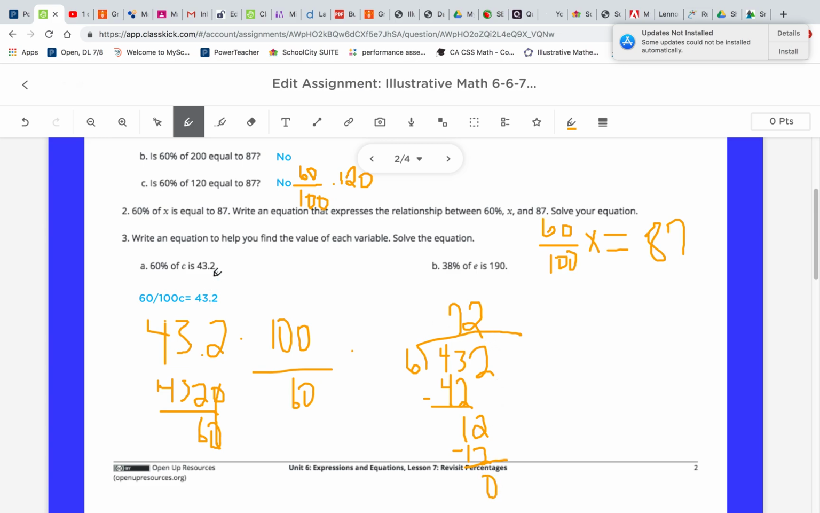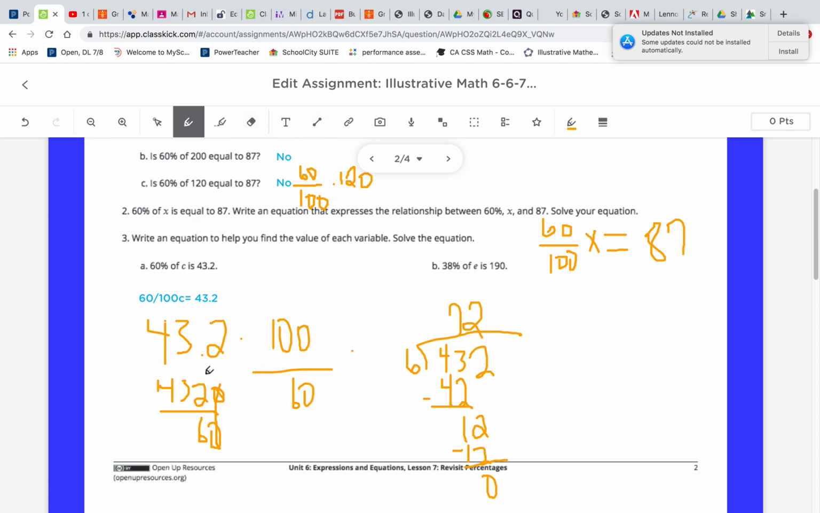You want to be able to make sense of this here. 60% of some number is 43.2. So what we know then is that 43.2 is going to be more than half of that number, right? And that is in fact true. 43.2, that's more than half of 72, okay? Because half of 72 would be 36. So 43.2 makes sense to be more than half of that. So 72 makes sense as far as being that number.